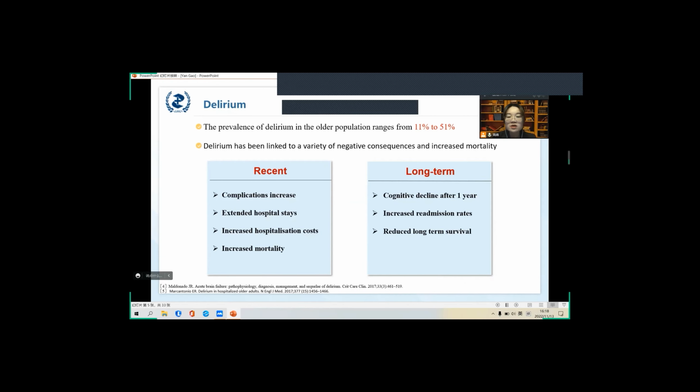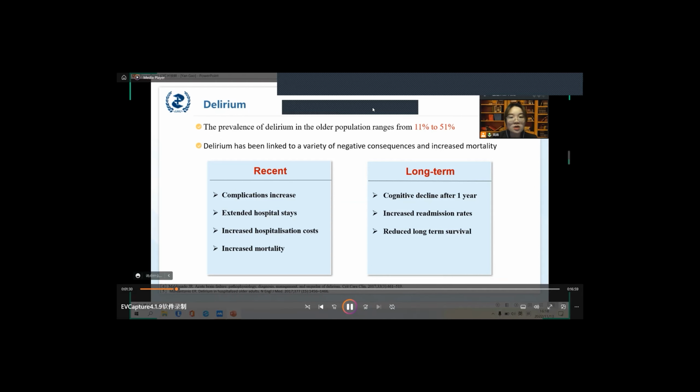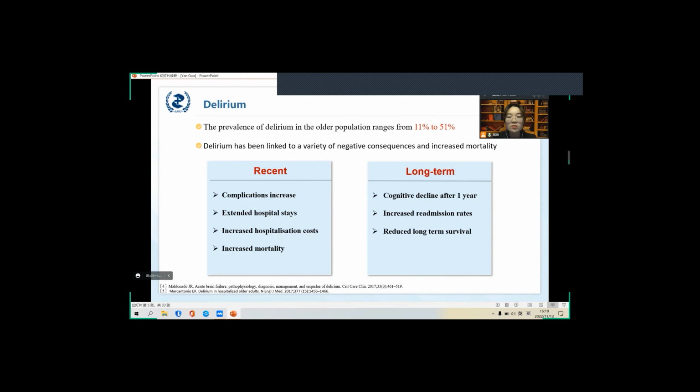The prevalence of delirium in the older population ranges from 11% to 51%. Delirium has been linked to a variety of negative consequences and increased mortality, such as increased complications, extended hospital stays, increased hospitalization costs, cognitive decline after 1 year, increased readmission rates, and reduced long-term survival.